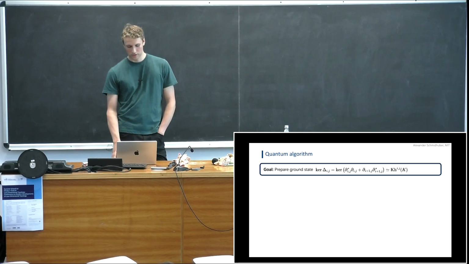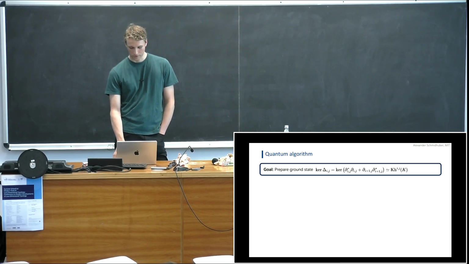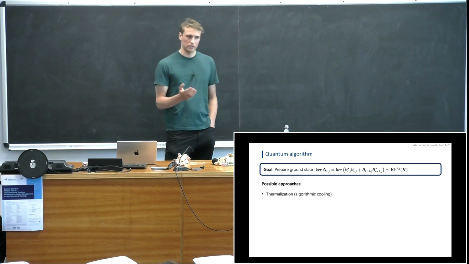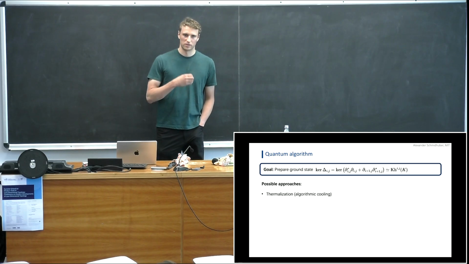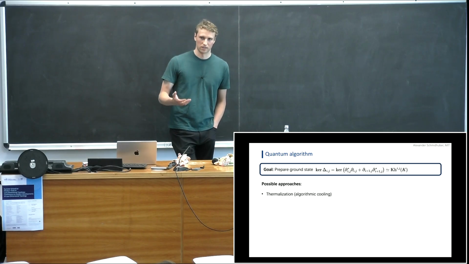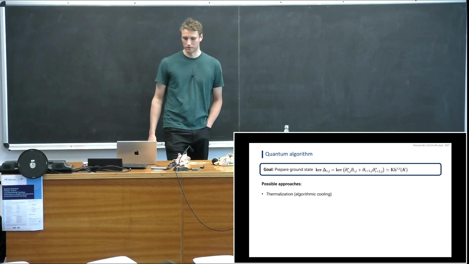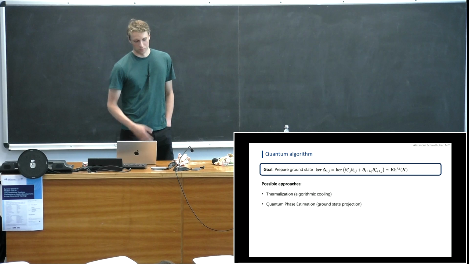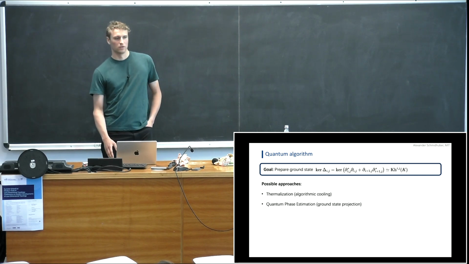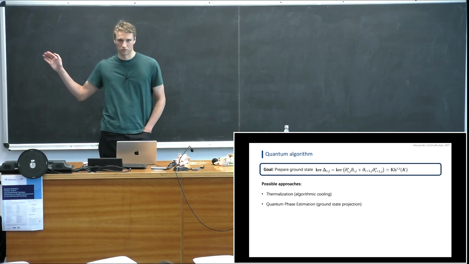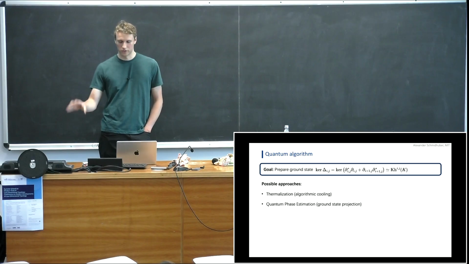The goal is to prepare the ground state of what we call the Hodge Laplacian. There are many possible approaches for doing that. One is what I sketched earlier, just thermalization: coupling to some thermal bath, using the fact that nature naturally cools down Hamiltonians. There are more sophisticated quantum algorithms. One is called quantum phase estimation, which essentially projects into the ground state.